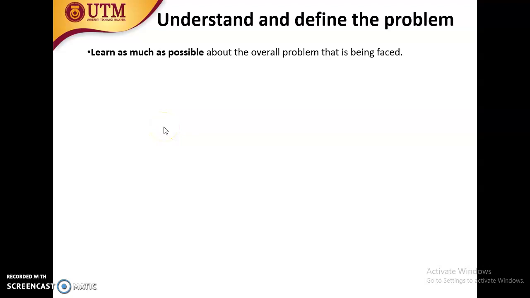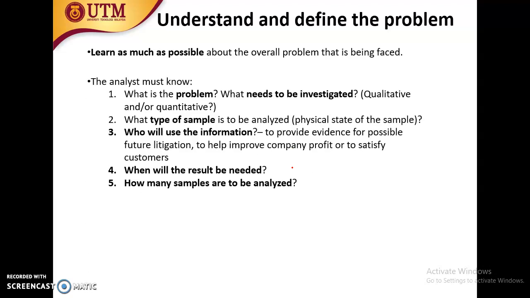Okay, now we will go on to the first step in quantitative chemical analysis, which is to understand and define the problem. So what are the problems usually encountered in forensic cases? Be it civil cases or homicide cases, most of the time you want to know what the cause is, what the reason is that the forensic case happened.